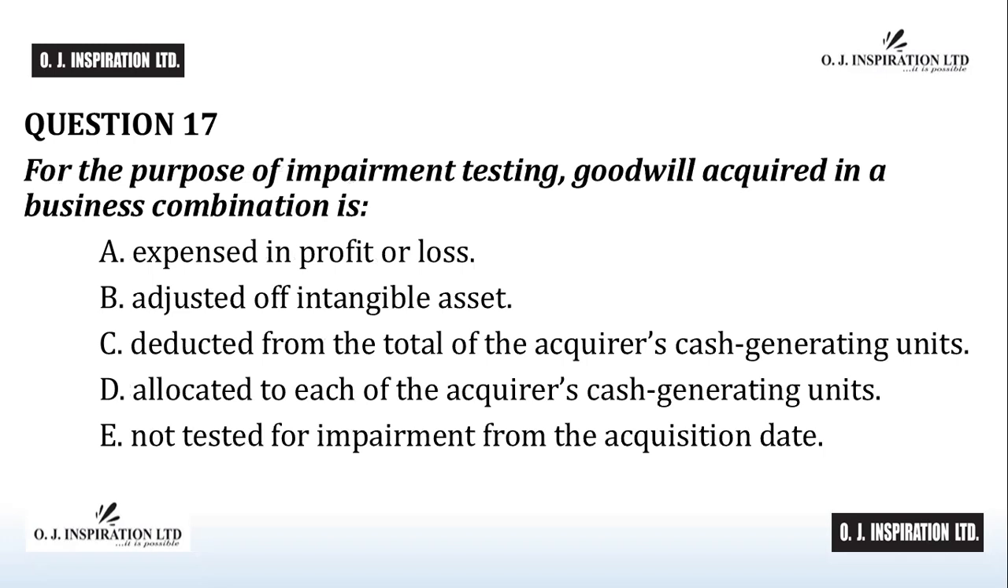Question number 17. The answer to question number 17 is D, allocated to each of the acquirer's cash generating units. IAS 36 prescribes that for the purpose of impairment testing, goodwill acquired in a business combination from the date of acquisition is allocated to each of the acquirer's cash generating units or group of cash generating units that is expected to benefit from the synergies of the combination, irrespective of whether other assets or liabilities of the acquiree are assigned to those units or group of units. D is the answer to question number 17.